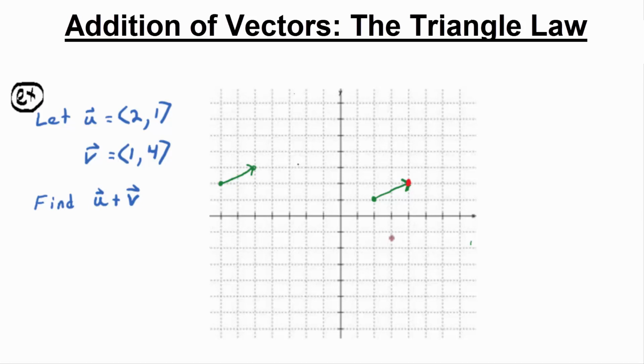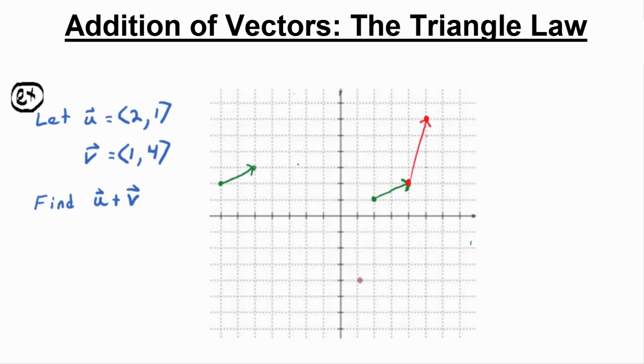So what do I do from that red point? Where do I go? Right 1 and up 4. So over 1 and up 1, 2, 3, 4. And that's going to be the tip of v, like so.